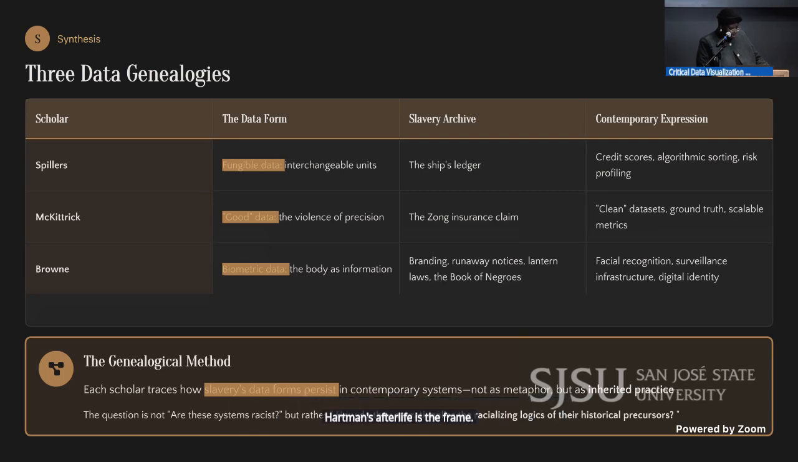These are not bad applications of neutral tools. They are continuations of slavery's ways of knowing, transforming, but not transcended. Fanon's epidermalization is the mechanism, the reduction of being to surface, to data, to readable, which these scholars show us is historically specific to governance of Blackness.